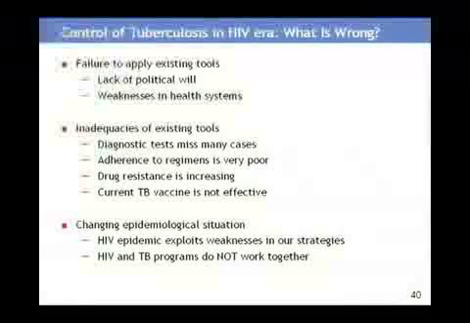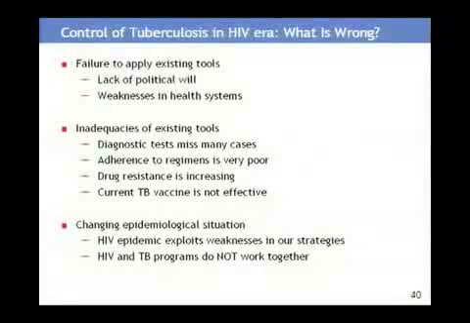So finally, to conclude, what about control of tuberculosis in the HIV era? What is wrong? Well, we haven't appropriately applied our existing tools. We do have tools to diagnose TB, but there's a lack of political will in many areas of the world to appropriately address the TB situation. There are also many weaknesses in the health systems so that we cannot adequately use the tools that are currently available. And as you will learn about in this course, the existing tools that we do have are inadequate.